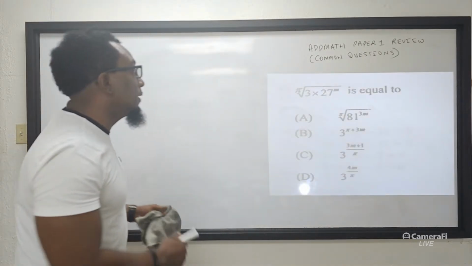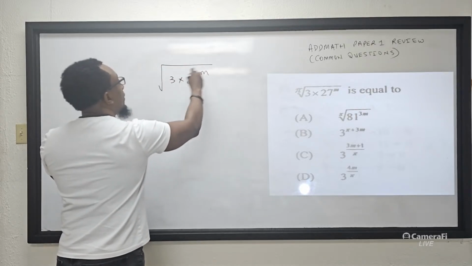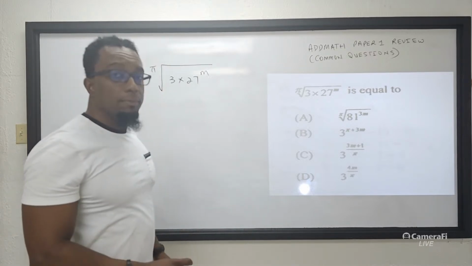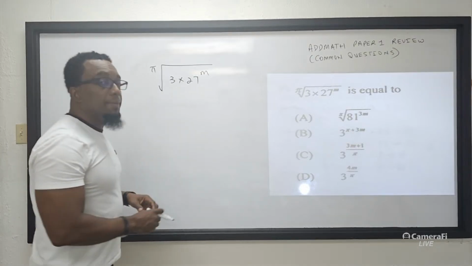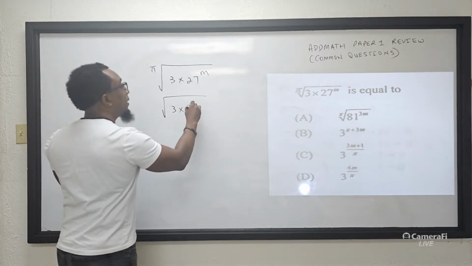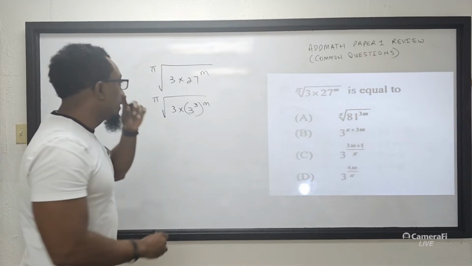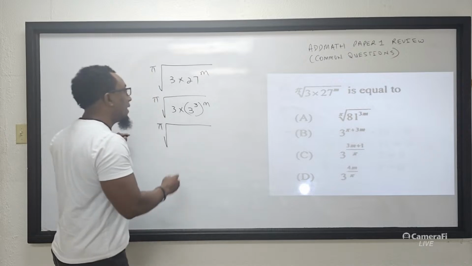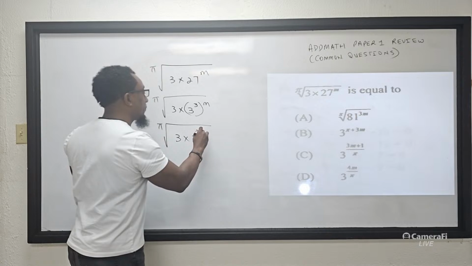Another very common question. We have the root of 3 times 27 to the power of m, and the order of that root is pi. So they have pi as the order of the root. So how are we going to treat with this? So again, applying the laws of indices. Here I'm going to convert 27 into 3 to the power of 3, all to the power of m. Of course, my order is pi. And this becomes, we call it the pi root, 3 times 3 to the power of 3 by m will be 3m.